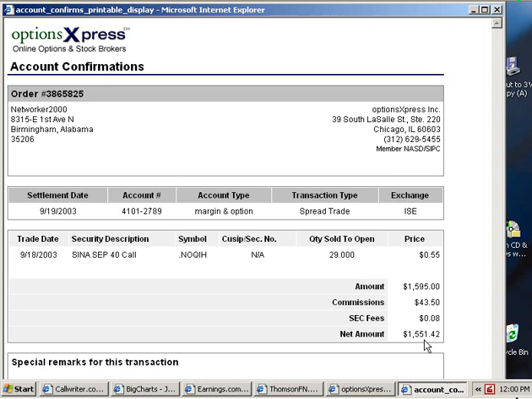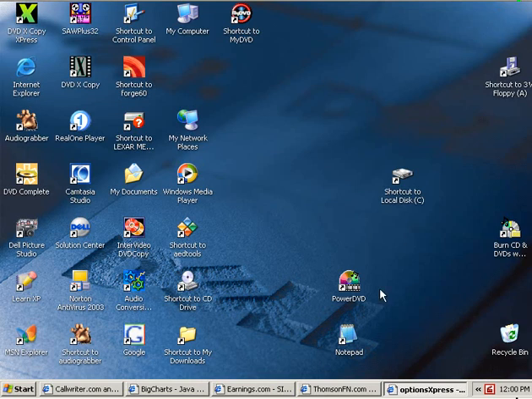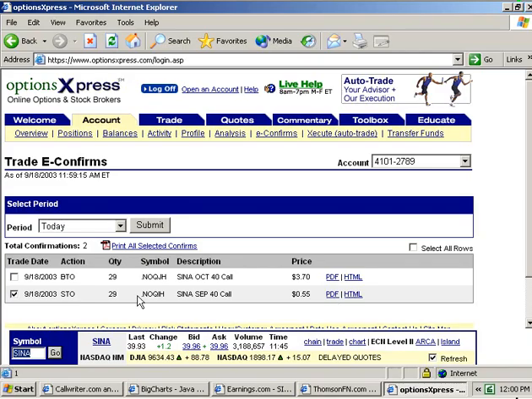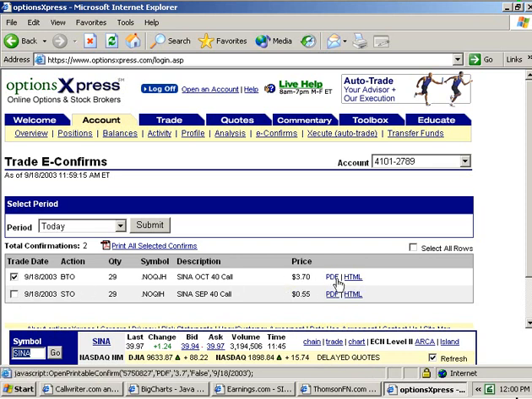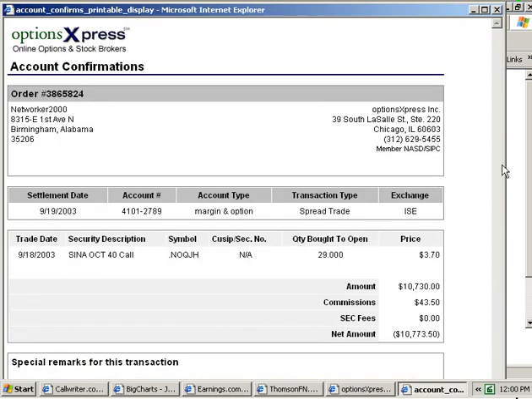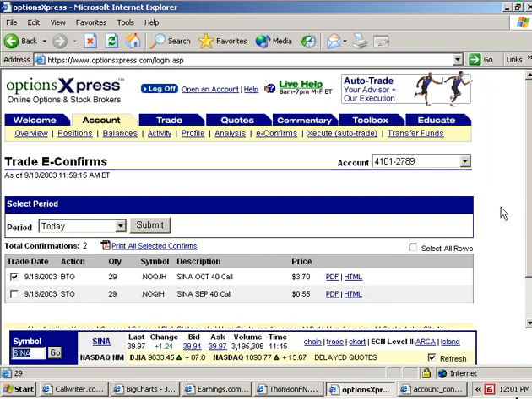$1,551.42. Now we need to go back and see how much money we had going out. Okay, we go back to Option Express and uncheck this one and check the long term. We're gonna click on HTML. Okay, and definitely we can read back the same thing. We bought 29 contracts at $3.70. It was actually $10,730, but once you add the commission and SEC fee, we paid out $10,773.